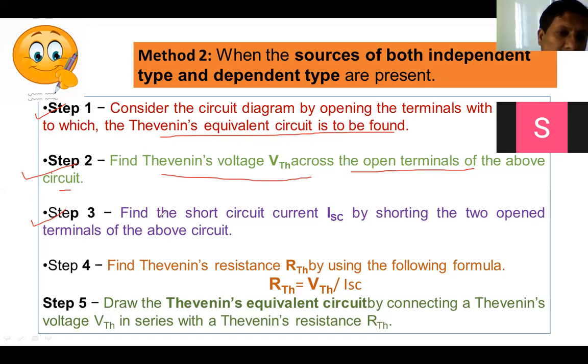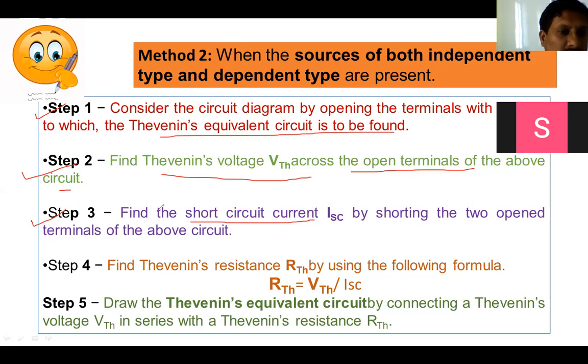So if we are not able to short or open the dependent sources, then how can we get the RTH? We are not shorting the voltage source or opening the current source. Dependent, I am talking about dependent. Then how can we find out the RTH? So it is very difficult. So instead of finding out RTH, we will find out the short circuit current for the method 2 or type 2.